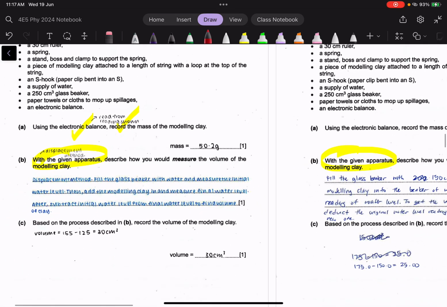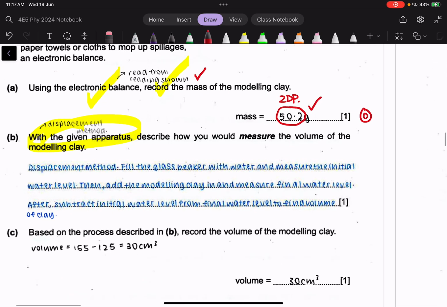Okay, then after that, for part B, how do you measure the volume of clay? The clay is irregular, so you cannot calculate it, you cannot measure it directly. So correct, displacement method. Fill the glass beaker with water, measure the initial volume, then put it in, then after that check the final volume and subtract. Okay, good.